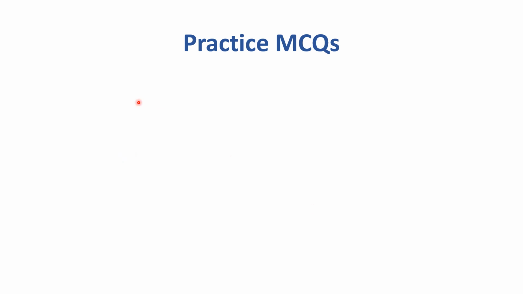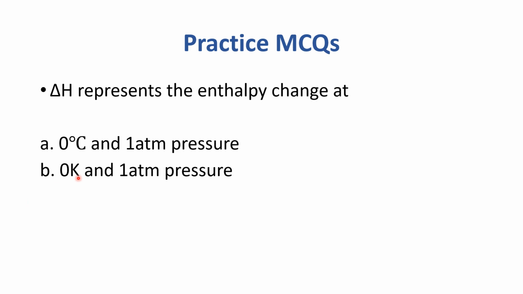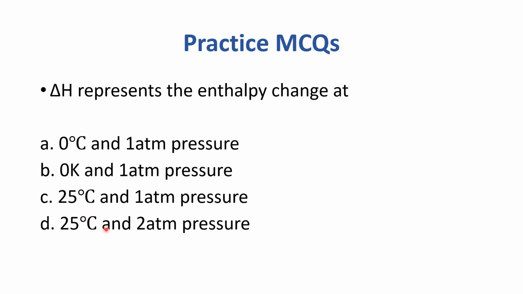Let's discuss another question. Delta H represents the enthalpy change at 0 degrees Celsius and 1 atm pressure, 0 Kelvin and 1 atm pressure, 25 degrees Celsius and 1 atm pressure, or 25 degrees Celsius and 2 atm pressure. And the correct option is 25 degrees Celsius and 1 atm pressure. Those are the standard conditions.